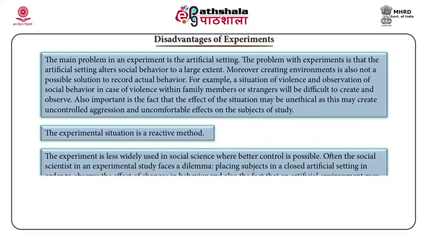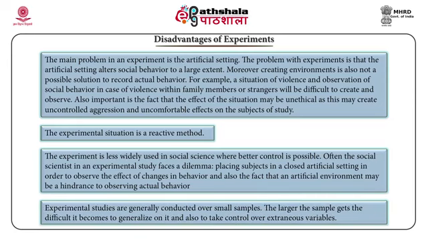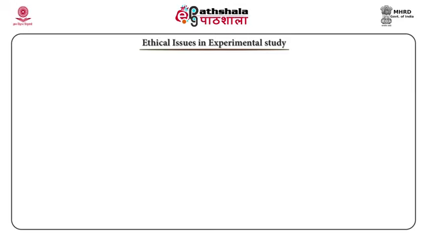The social scientist in an experimental study faces a dilemma: placing subjects in a closed artificial setting in order to observe the effect of changes in behavior, while an artificial environment may be a hindrance to observing actual behavior. Experimental studies are generally conducted over small samples. The larger the sample gets, the more difficult it becomes to generalize on it and also to take control over extraneous variables.